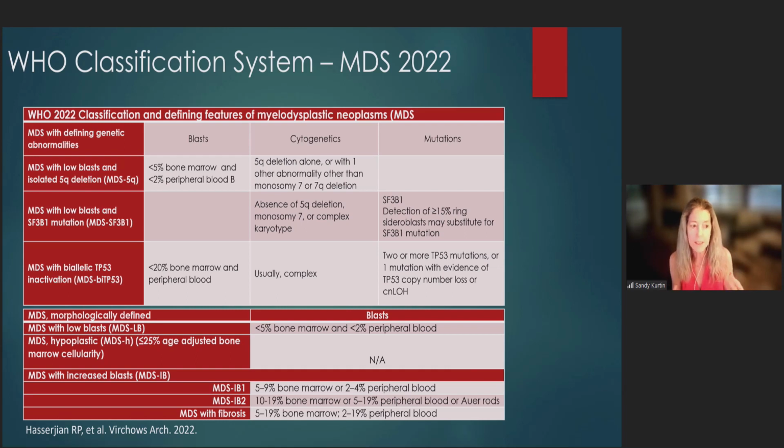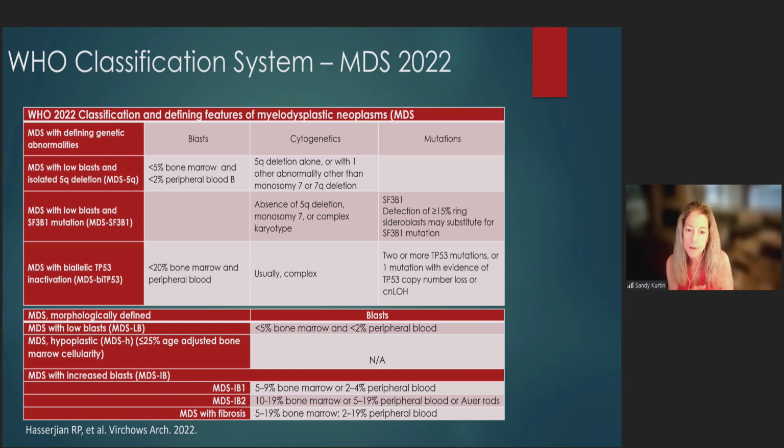So we're going to talk about MDS with low blasts and isolated 5q deletion. The MDS with an isolated 5q deletion has always been part of the nomenclature, and largely because that group does better. But you see less than 5% bone marrow blasts and less than 2% peripheral blood blasts, and then that 5q deletion alone. And one other abnormality can be included in there, but you can't have any abnormality of chromosome 7, which by itself has adverse outcomes. And then MDS with low blast and SF3B1 mutation, and that's now named MDS SF3B1.